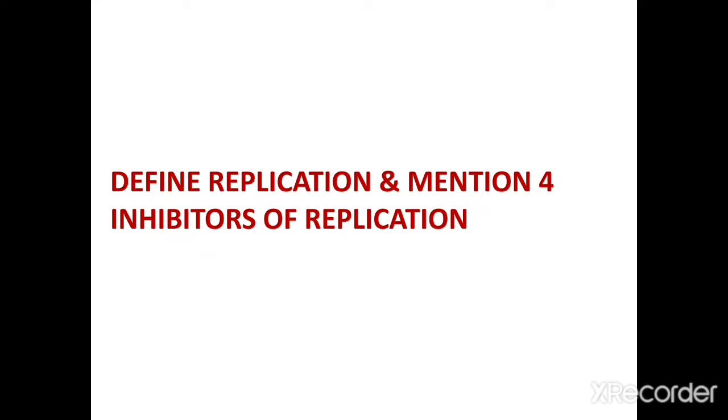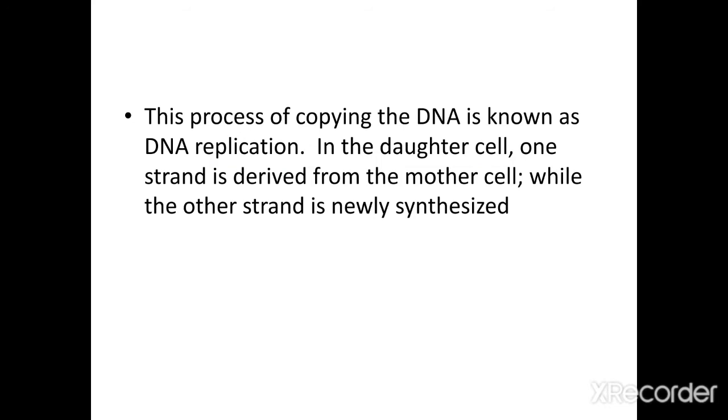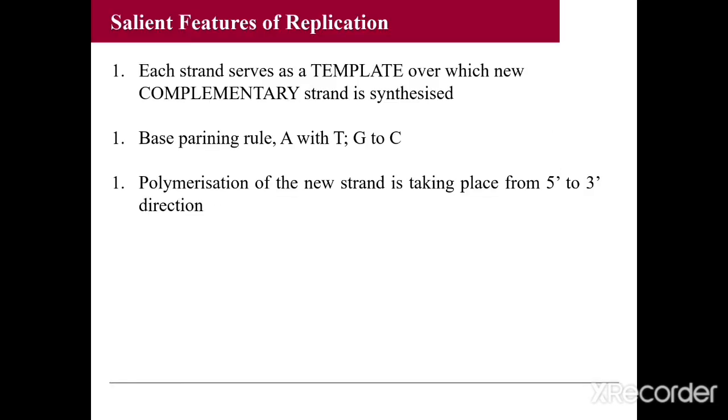Define replication, mention 4 inhibitors of replication. So the process of copying the DNA is known as DNA replication. So in the daughter cell, one strand is derived from the mother cell and the other strand is newly synthesized.